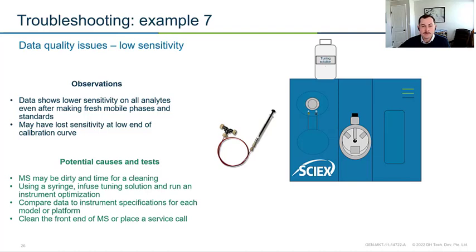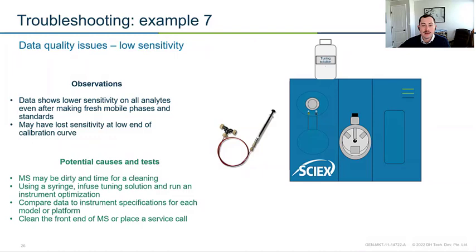And that could be your probe, that could be your curtain plate, that could be your QJet, hopefully not too much further than that. So the easiest thing to do would be to go ahead and clean. If you're comfortable doing a front-end cleaning, so meaning that you've removed your curtain plate, your orifice plate, you've taken out your QJet, you can do that.